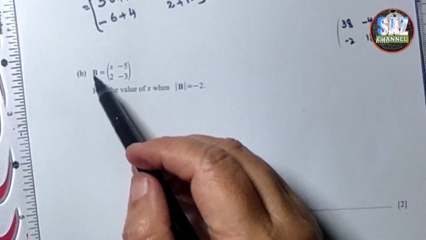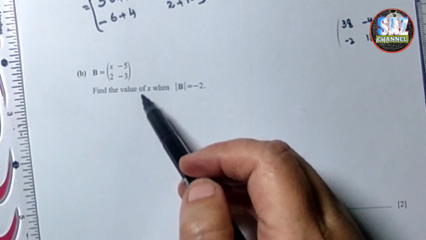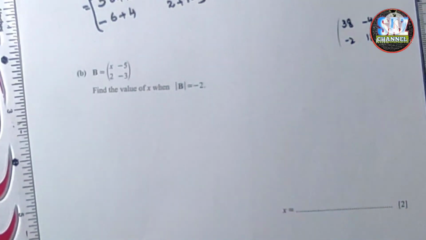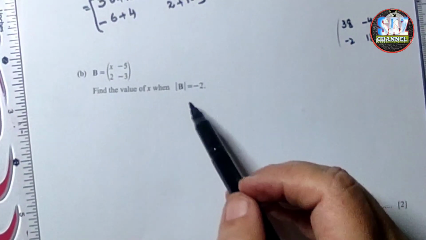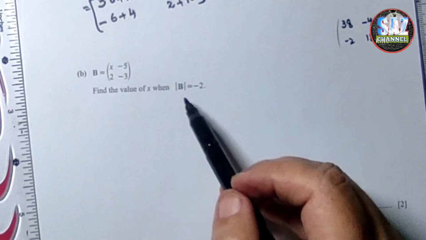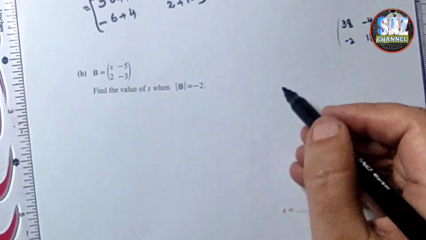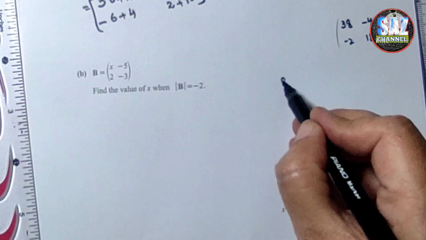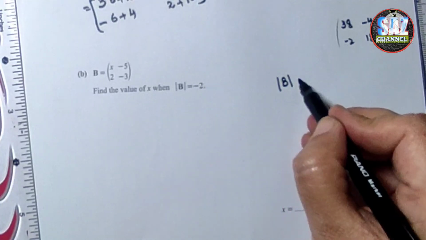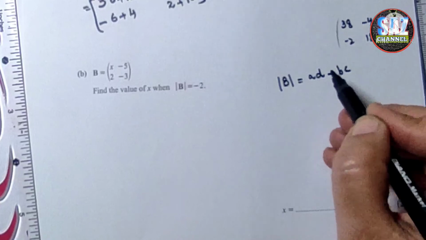And the last part. It says that matrix B is x, minus 5, 2 and minus 3. Find the value of x when the determinant of B equals minus 2. We are given the answer of the determinant of B. So it means that from the given matrix, we first have to find the determinant, and recall the formula for the determinant of any matrix is AD, product of diagonal entries, minus BC of the other diagonal.